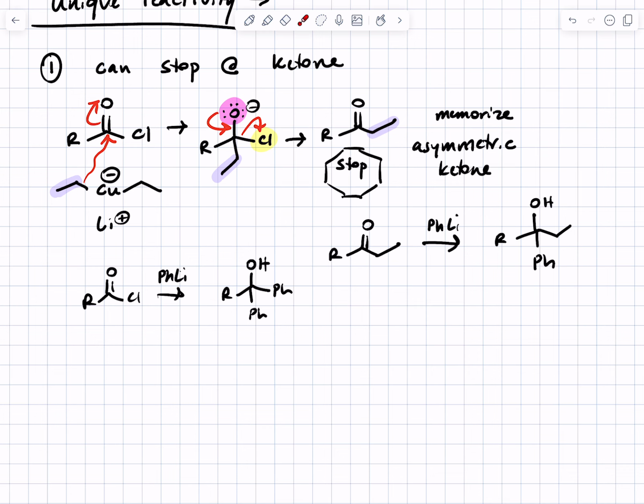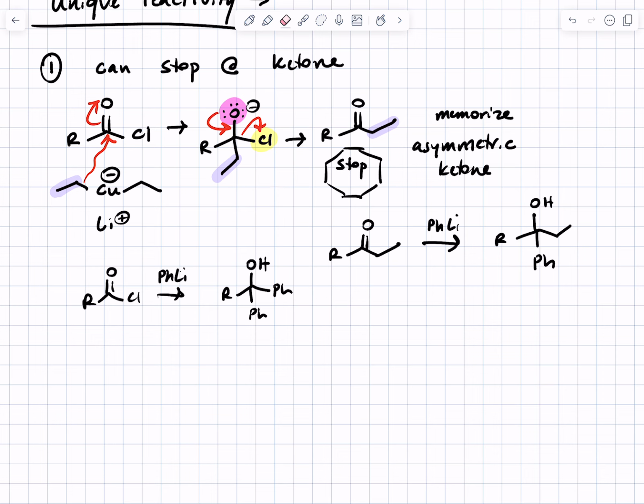Yes? In the book, it lets you write out the cuprate as just R group, parentheses 2, copper. Is that acceptable? That's fine. Yeah, you can write out the cuprate as R2CuLi. That's an acceptable abbreviation for a cuprate.